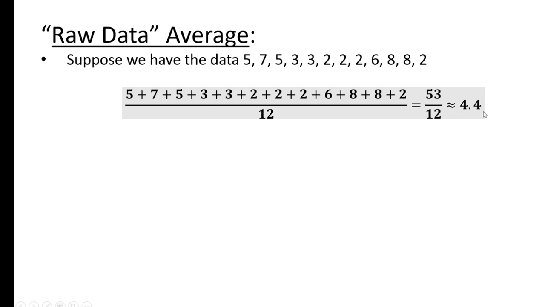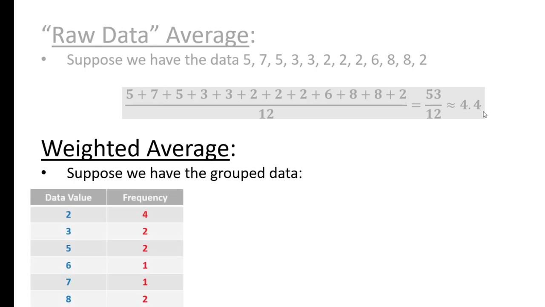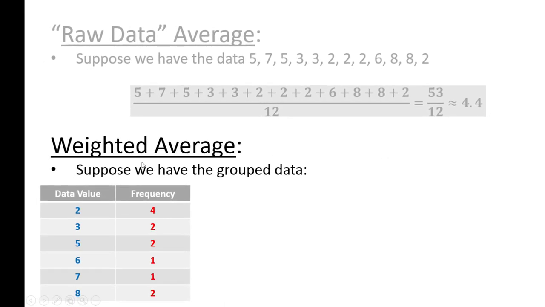Okay, if I give you that same data in grouped form, here's what it looks like. Same exact data. There are 4 2s: 1, 2, 3, 4. There are 2 3s: 1, 2. There are 2 8s: 1, 2. Again, I'm just keeping track of how many there are. Sure, there's only 1 6 and 1 7, but that means it has a frequency of 1.